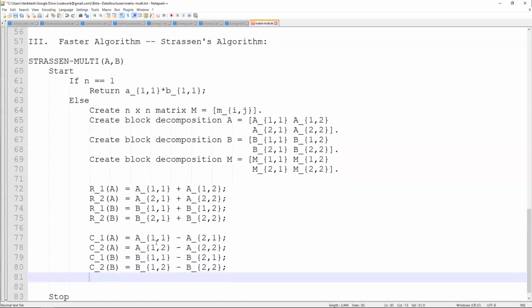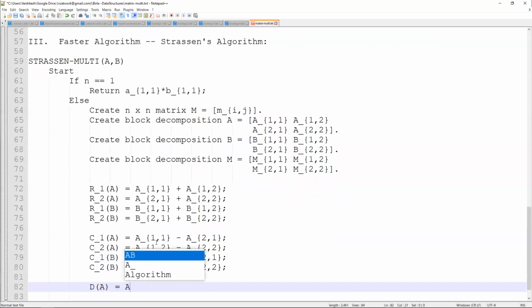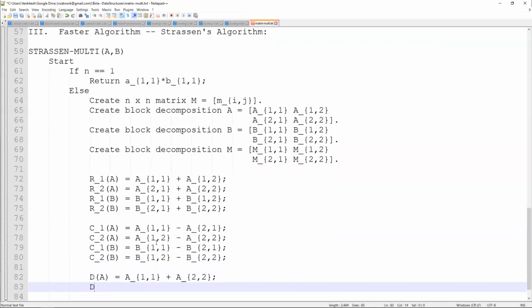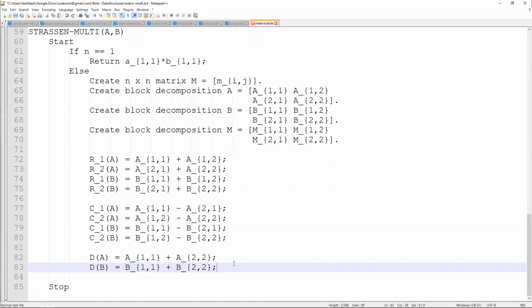What else now? The diagonals, right? So DA is equal to A11 plus A22 and DB equal to B11 plus B22. These are the definitions that we required. Okay. Once we add these, each of these is basically a sum or a difference. So each of these could be computed in theta n square operations because these are all n by 2 cross n by 2 matrices, right?